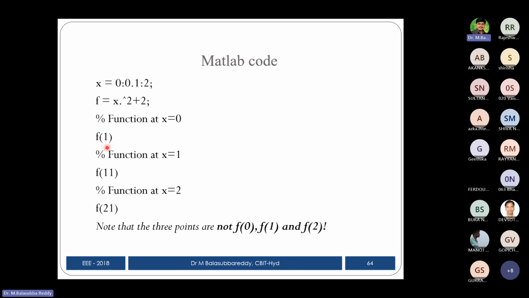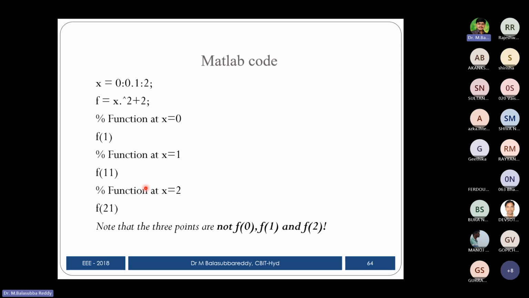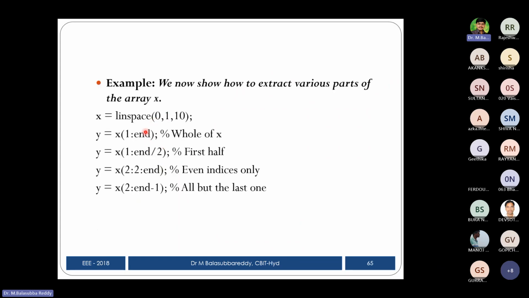Similarly for x equal to 1, the 11th value is x equal to 1, because it started with 0 and then the 11th value is 1. You have to specify it that way to find this value. For linspace or any vector, you can count from the first value to the end value, or end by 2, or end minus 1, or something incremented by 2. These are all the syntax for general retrieval of information.